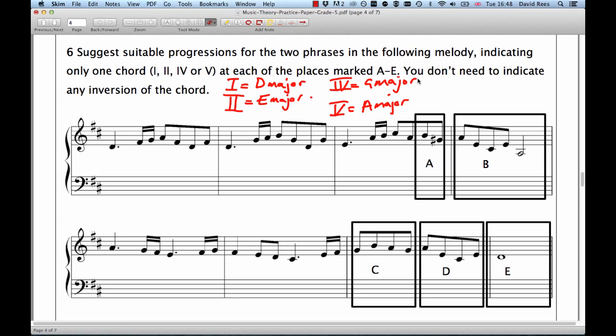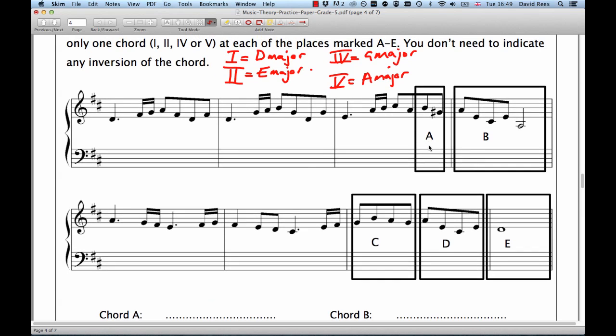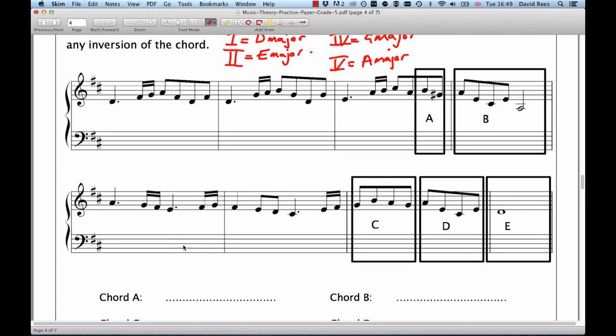So let's have a look at our example. Well, there we go. Let's look at letter A, because letter A is exactly an example of this use of the secondary dominant, which is just strengthening a move to, in this case, chord 5. This is clearly a bit of melody that needs chord 5 underneath it. If you look at the notes, all the notes come from chord 5, the dominant chord of A major. So in fact, I might answer question B, or chord B, before I do chord A.